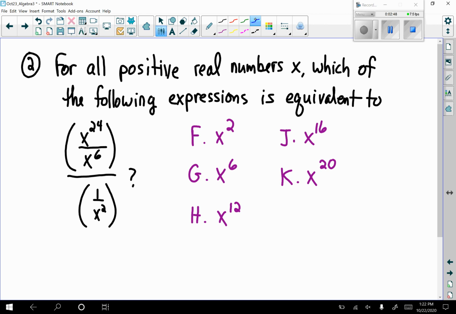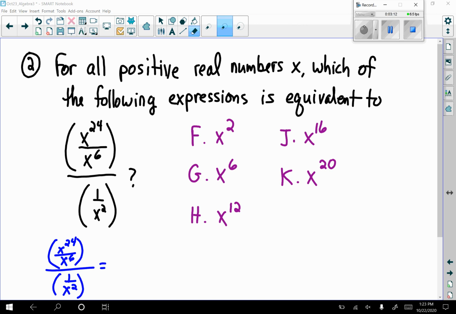All right, so again, hopefully you gave yourself some time to do that. If not, please make sure you pause the video because I'm going to go over this now. What we could do is take x to the 24th over x to the 6th. We're going to simplify that first, and then we'll take a look at what we could do with this bottom part. So I am dividing the powers here, so I'm going to subtract the exponents. So when we subtract the exponents, we're going to get x to the 24 minus 6, which gives me 18.